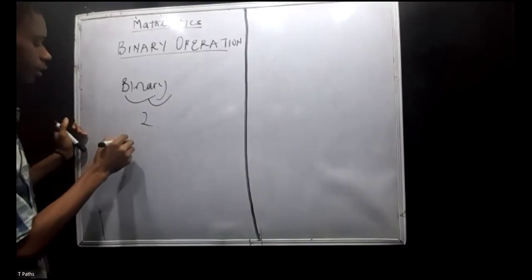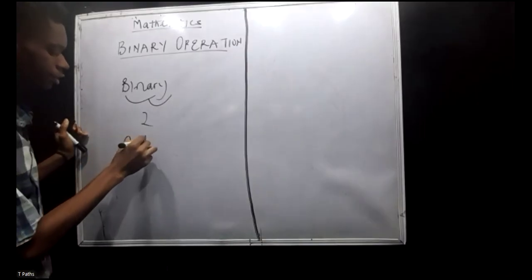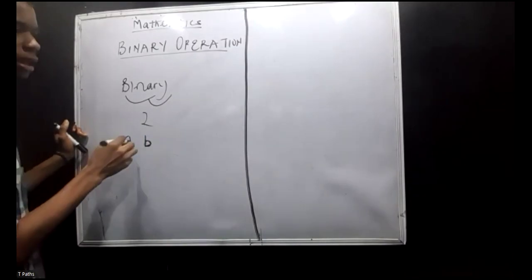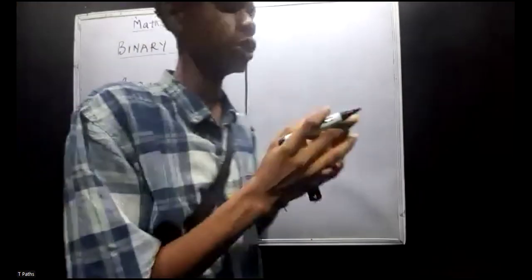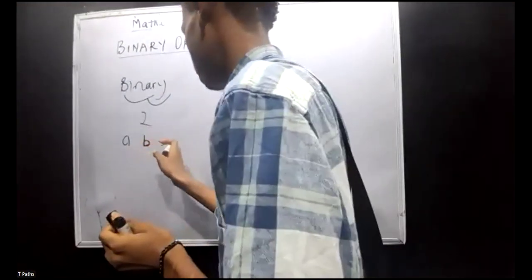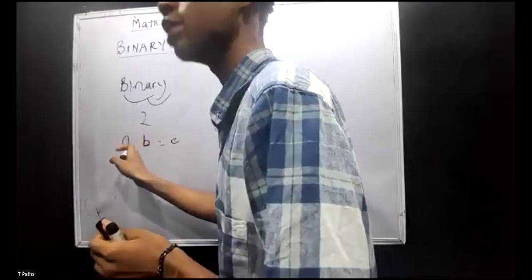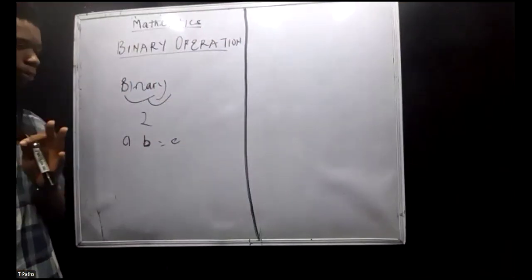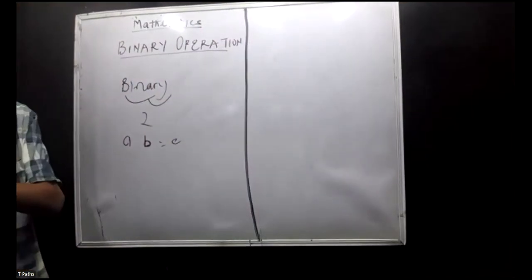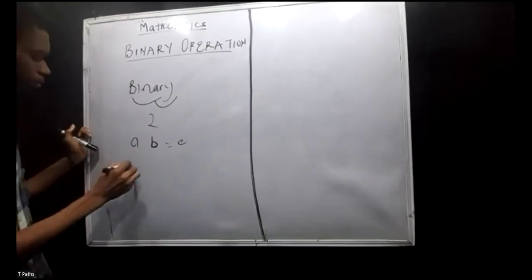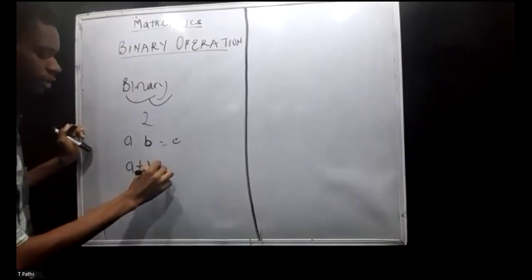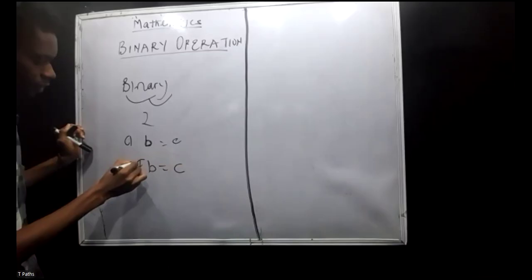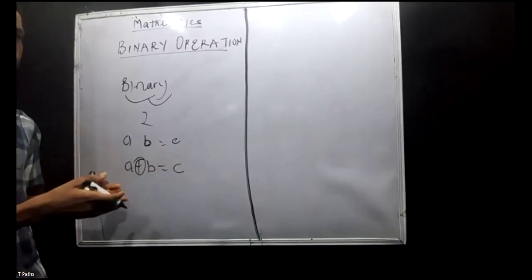So if this is A and B, the binary operation between A and B, if they combine to give one result, C, it means the operation that made this A and B become C is a binary operation. So I will explain. For example, we have a binary operation A plus B. Let me say A plus B gives me C. Plus, or addition, is a binary operation.